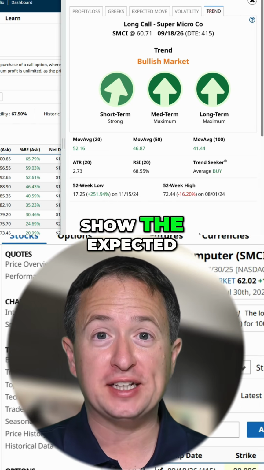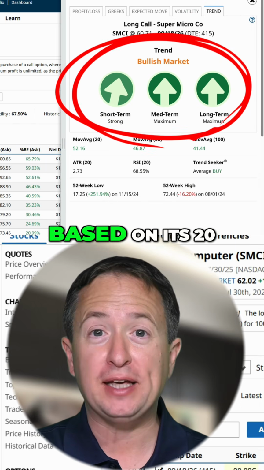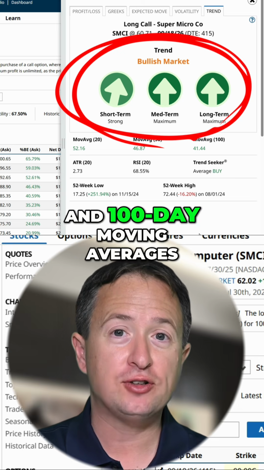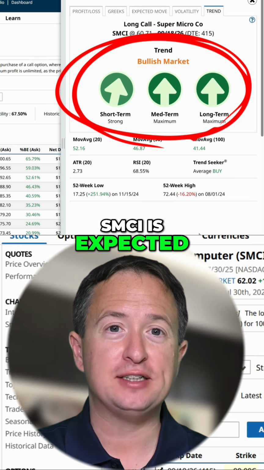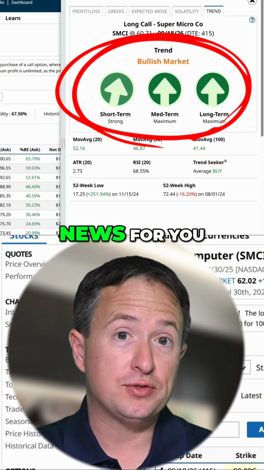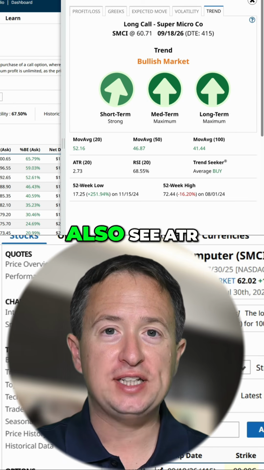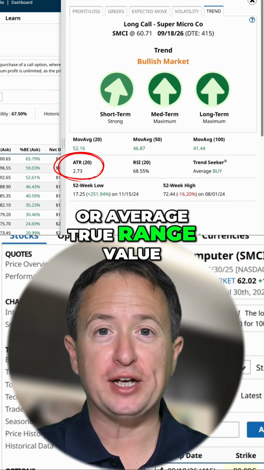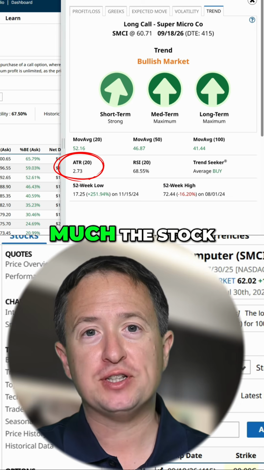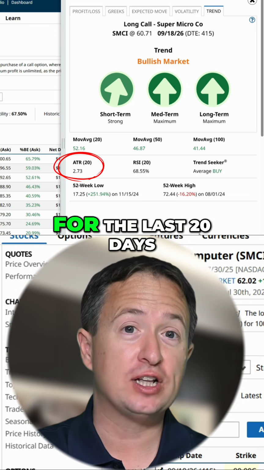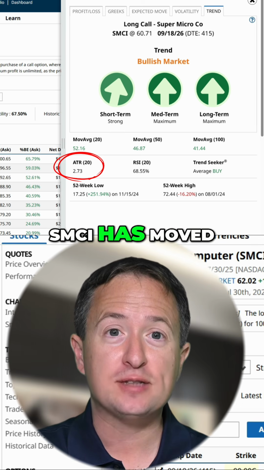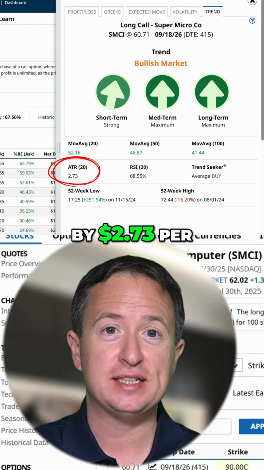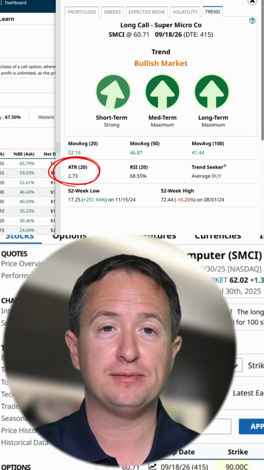The arrows show the expected direction of the stock based on its 20, 50, and 100-day moving averages. As you can see, SMCI is expected to trade bullishly, which is great news for you. You can also see ATR, or average true range value, which tracks how much the stock has moved on average for the last 20 days. According to ATR, SMCI has moved by $2.73 per day on average.